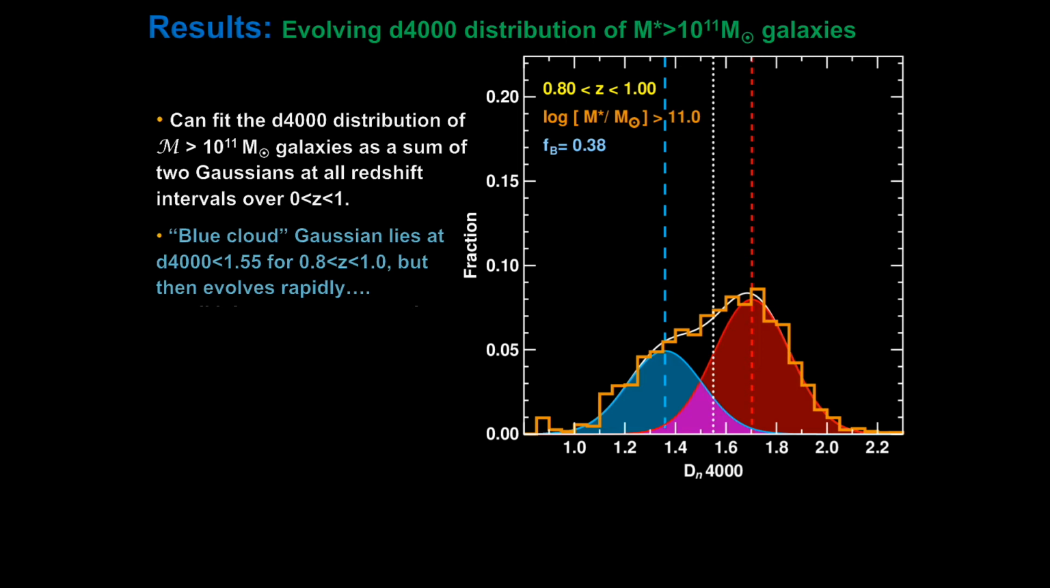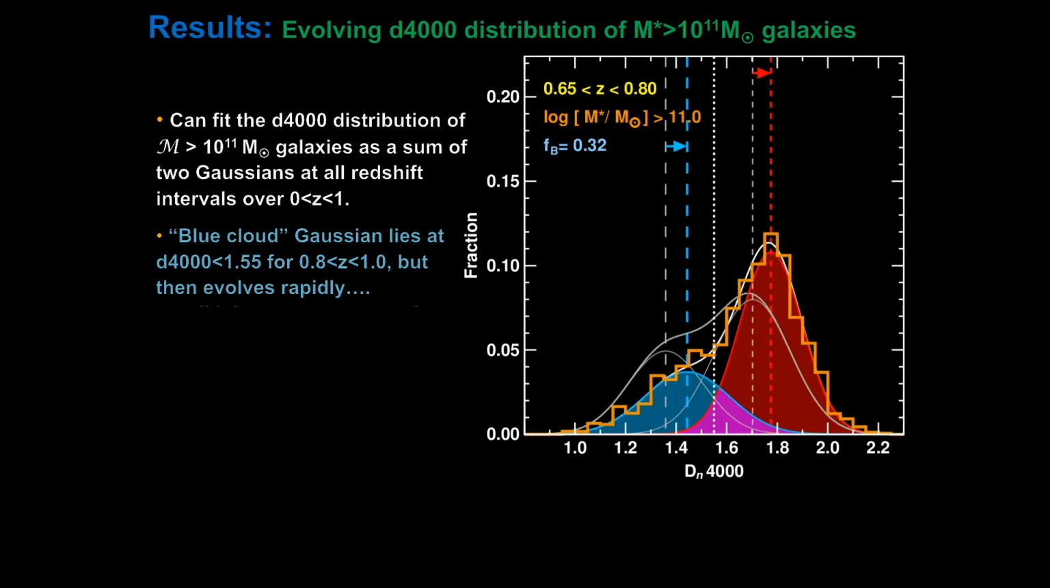The blue cloud population is then represented by the blue shaded Gaussian function, centered at 1.36 as shown by the vertical blue dashed line, while the red sequence population is represented by the red shaded Gaussian. The fraction of galaxies in the blue Gaussian is indicated in the top left of the panel as being 0.38. The vertical white dotted line shows our previous separation of the two populations about a D4000 index of 1.55. The blue cloud Gaussian lies at D4000 less than 1.55 at these redshifts.